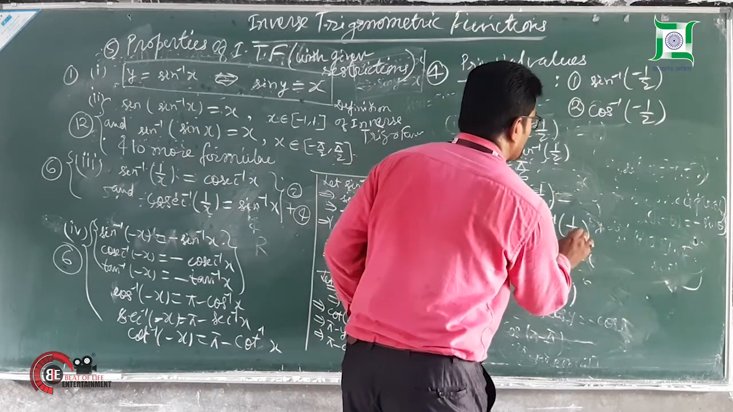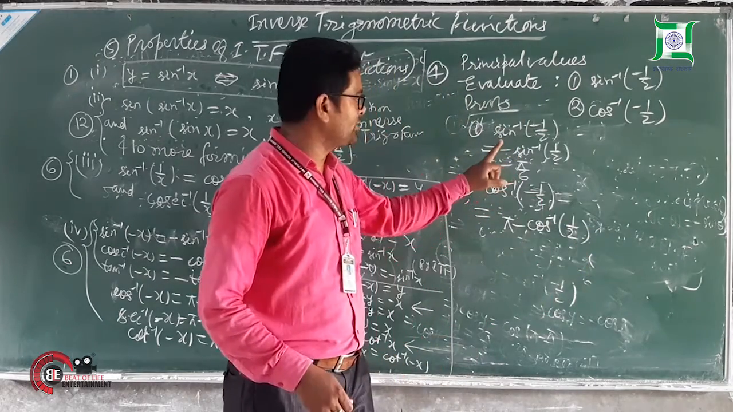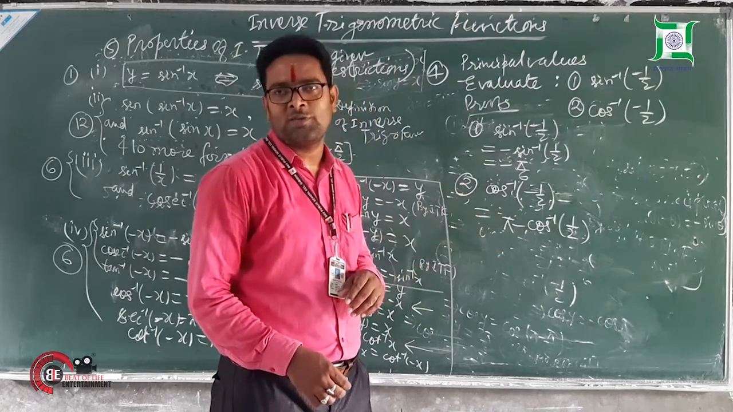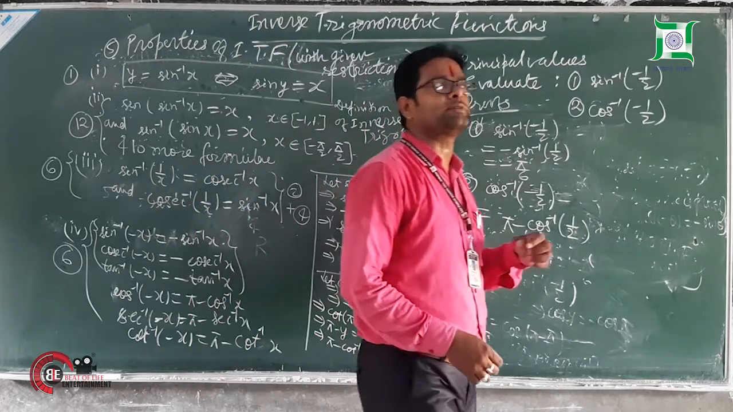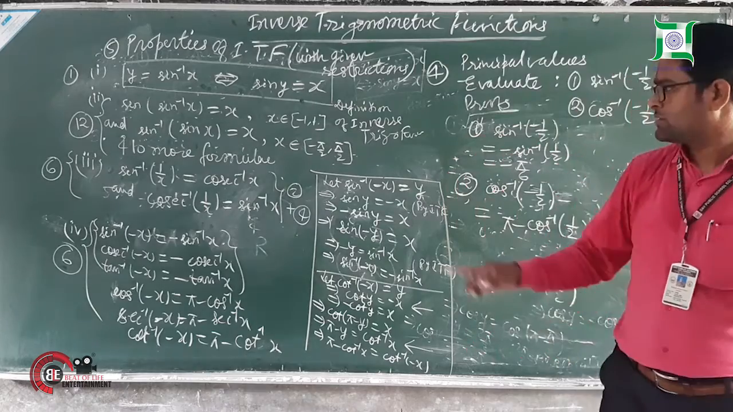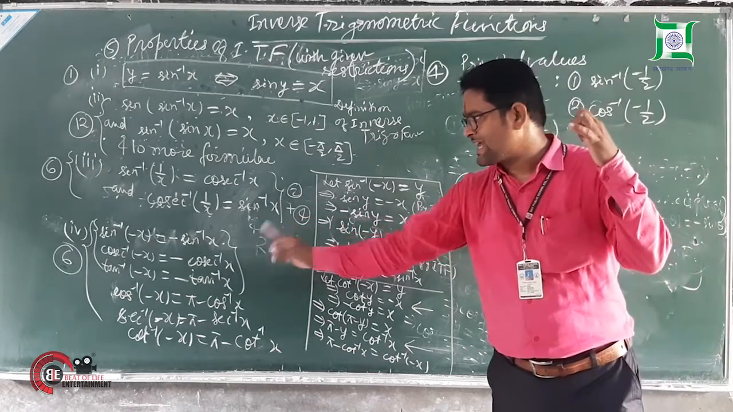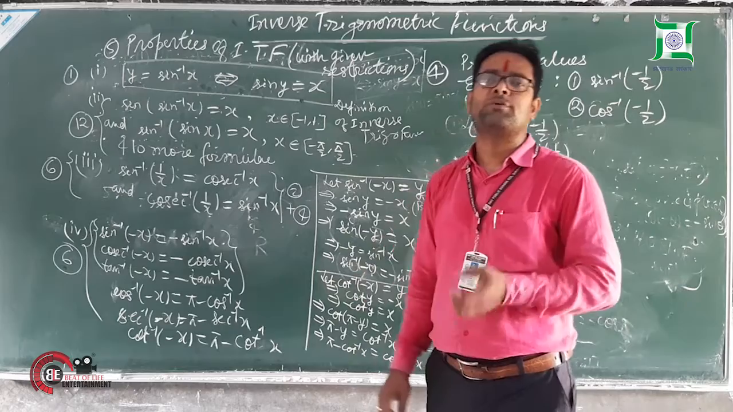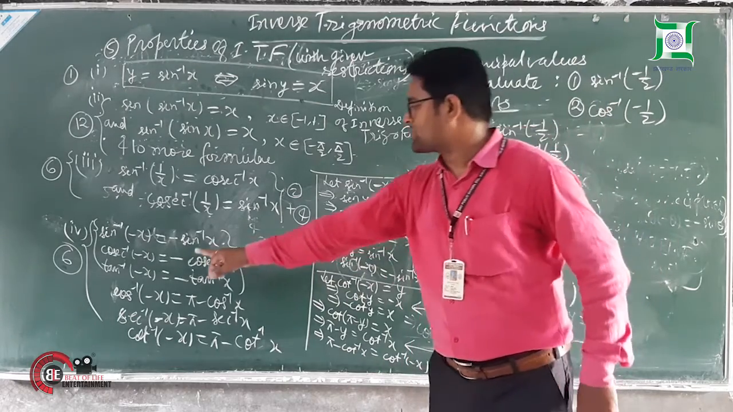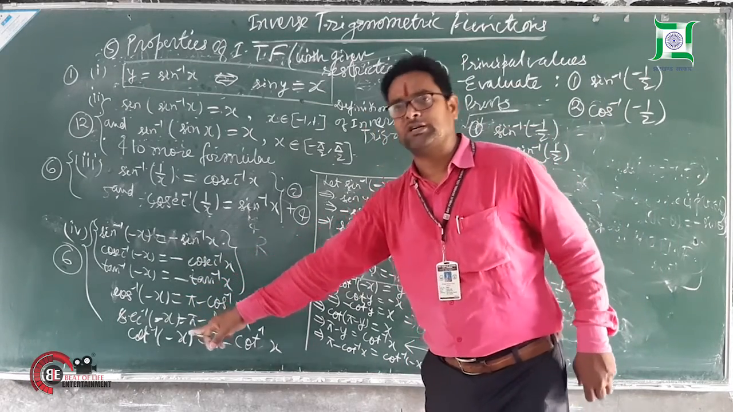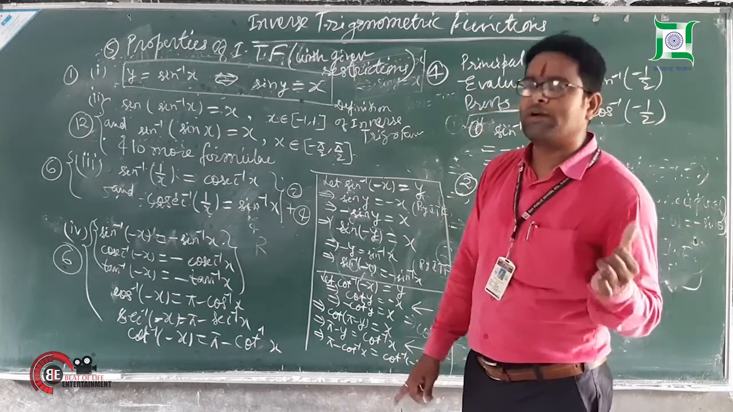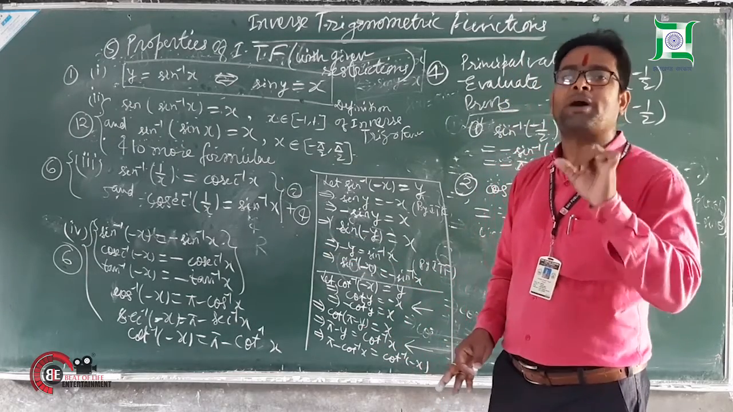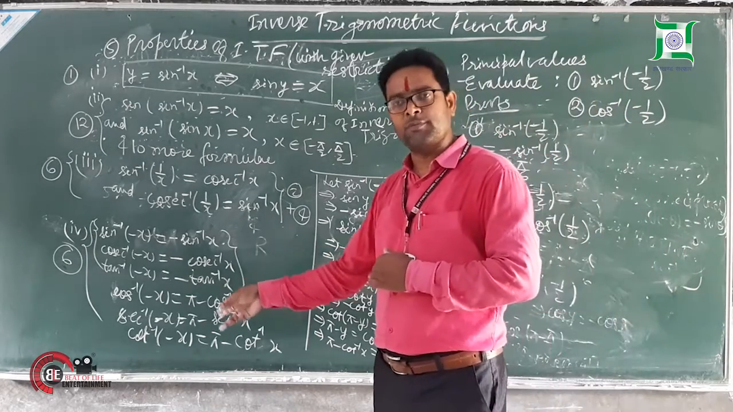If students make the mistake here and use this formula in both places, they will be awarded 0 marks. So take care while applying it. Sine inverse, cosec inverse, tan inverse of the negative angles give the negative of the inverse. Cos inverse, sec inverse, cot inverse of the negative angles give us pi minus the inverse function. You can remember it this way.